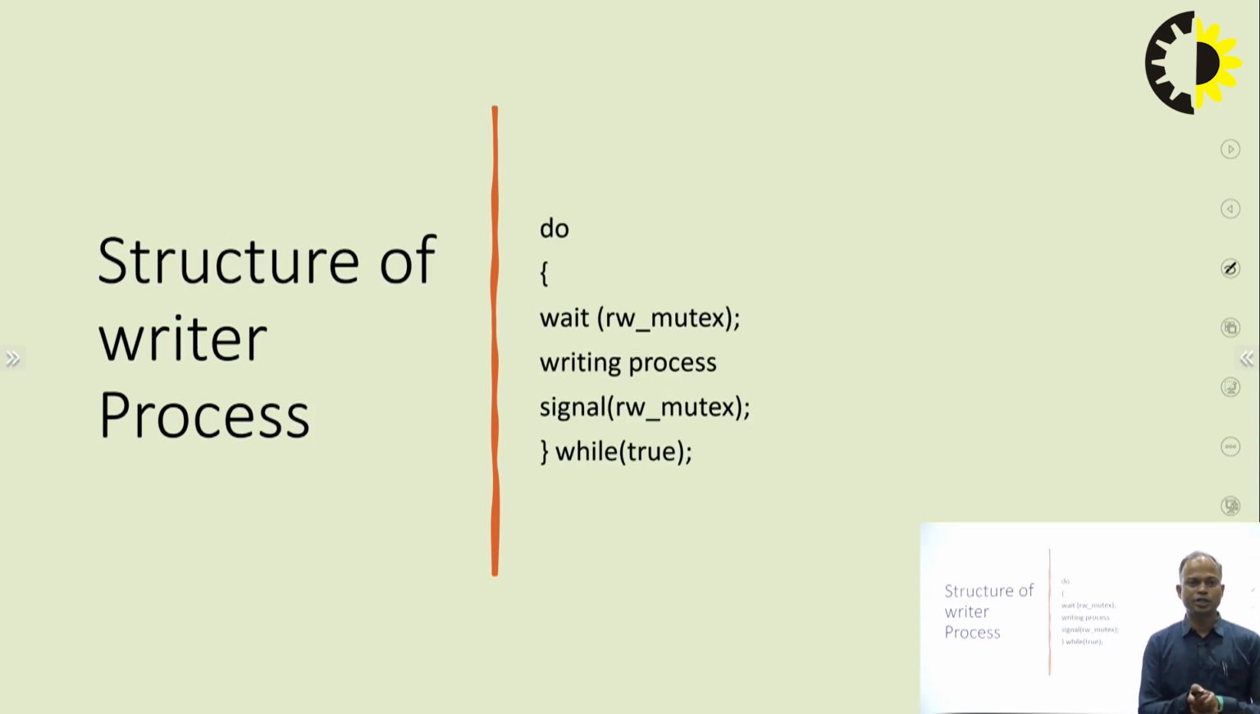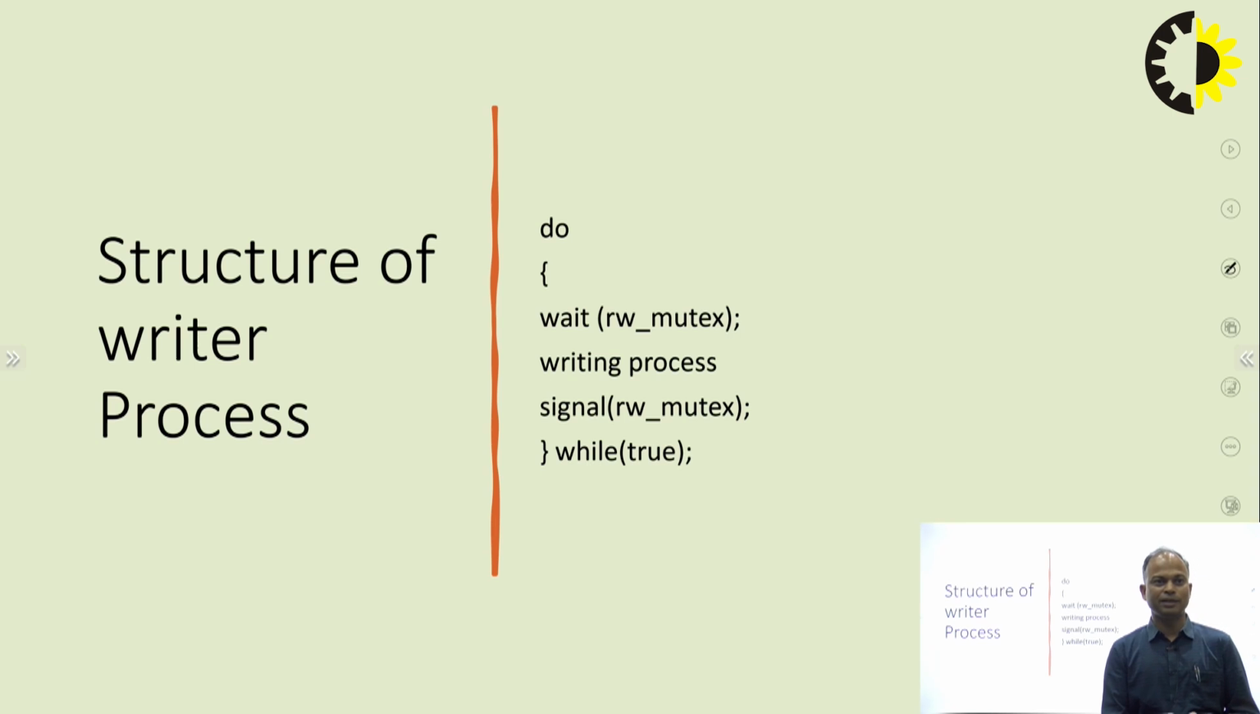So if we talk about the structure of the writing process, this structure is very easy to understand, and this is our code for the writer process. At the first line, we have the wait function, and in the wait function we are passing the read write mutex. Initially, if no other process is working, the value of the read write mutex is 1. After executing the wait function, since the condition will be false as the value is 1, we can get entry into the resource, the writing process will work, writing will start, and the value has been set to 0 by the wait function.